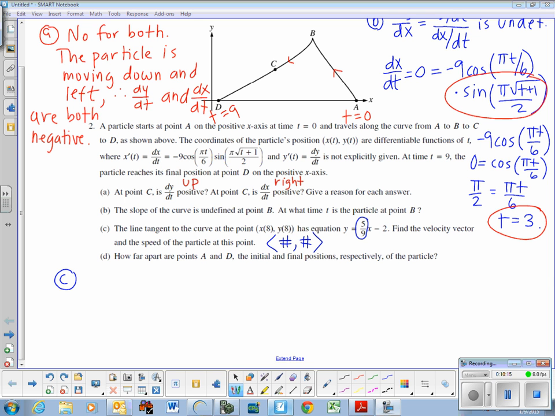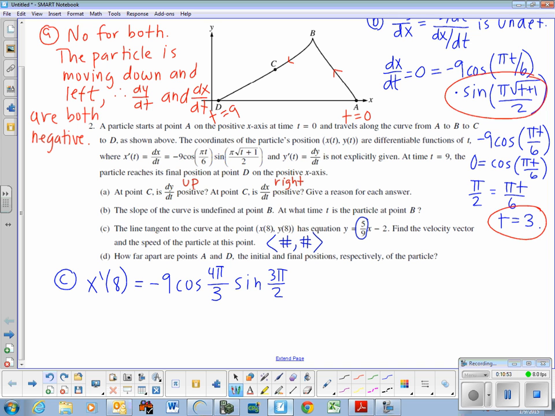So all I need to do is find x prime of 8, and then I'm half done with the velocity vector. X prime of 8 is -9 cosine of 8 pi over 6, which is 4 pi over 3, times the sine of, plug in 8, I get 3 pi over 2. Okay, that's just putting in 8 right here and right here. Some good unit circle stuff.